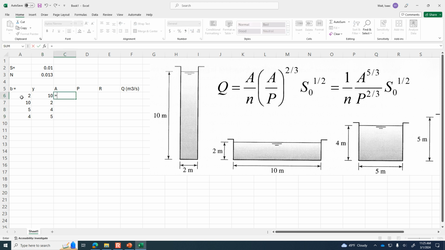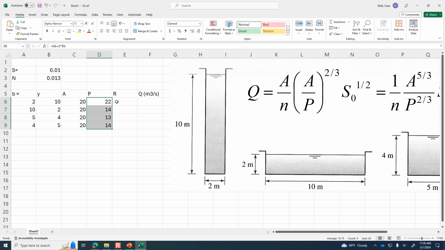And now the area is just the product of these two, so it should be 20 for each of these. The wetted perimeter, if it's rectangular, is the bottom width plus 2 times the depth. So perimeter is the bottom width plus 2 times depth. Okay, so we've got the wetted perimeter for each of them. Hydraulic radius is area divided by wetted perimeter. Okay, and then finally, let's calculate the flow rate.